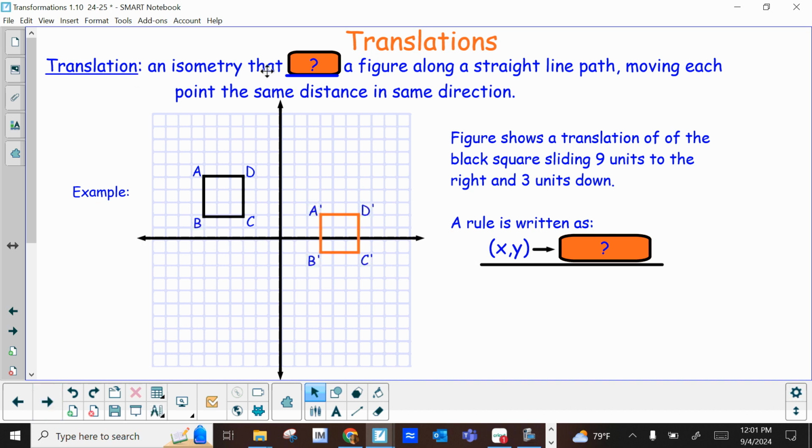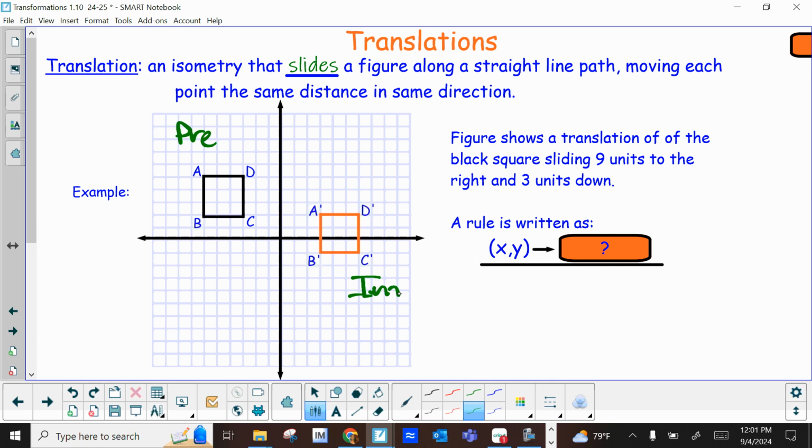So a translation is an isometry that slides a figure along a straight line path, moving each point the same distance in the same direction. So for instance, this one here looks like this is the pre-image, so that might be a good thing to label. So that one's your pre-image, and this one's your image because of all the primes. So it looks like it went that way and down. So you got to be real specific. So I always like to pick a point and go from there. So let's pick point B. So B is here and B prime is here.